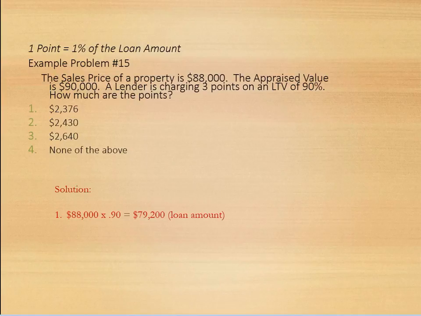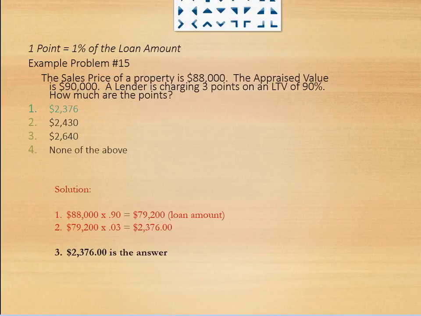So 90% of the lower of those two numbers, 88,000, comes out to 79,200. That's the amount of the loan. Therefore, if they're charging 3 discount points, it's simply 3% of the loan amount, or 3% of 79,200, which comes out to $2,376. So the key points to remember here that I'd like you to know for the test.